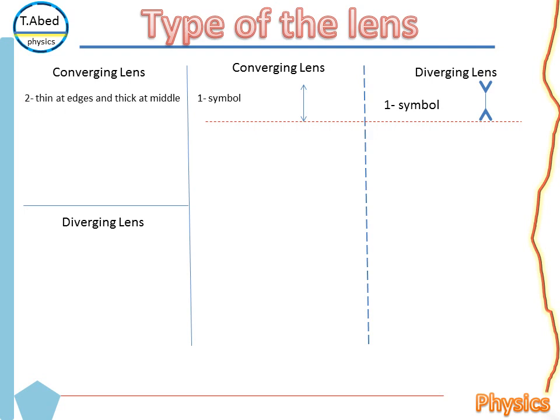تاني طريقة بتكون converging lens thin على edges and thick at middle. مثل هذا الإكزامبل، هاي اللانس thin على edges و thick على الميدل. بينما diverging lens بتكون thick at edges and thin at middle. رح ناخد هذا الإكزامبل كيف هاي اللانس thick على edges and thin at middle.